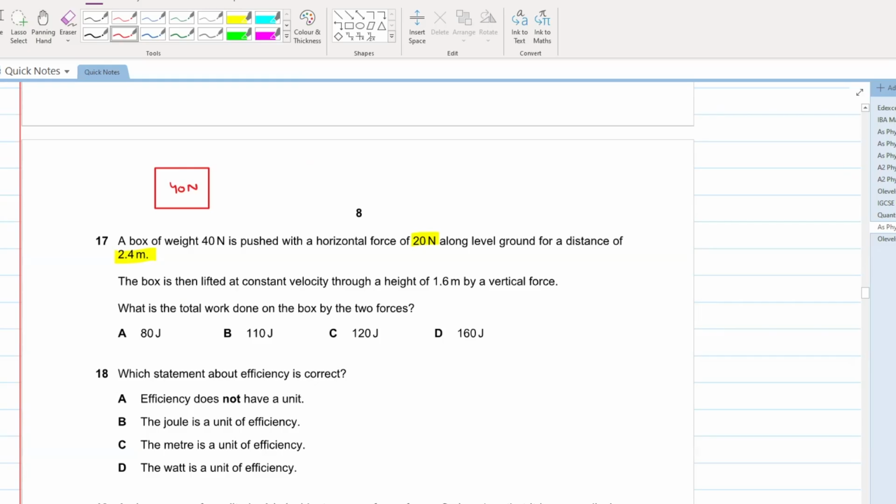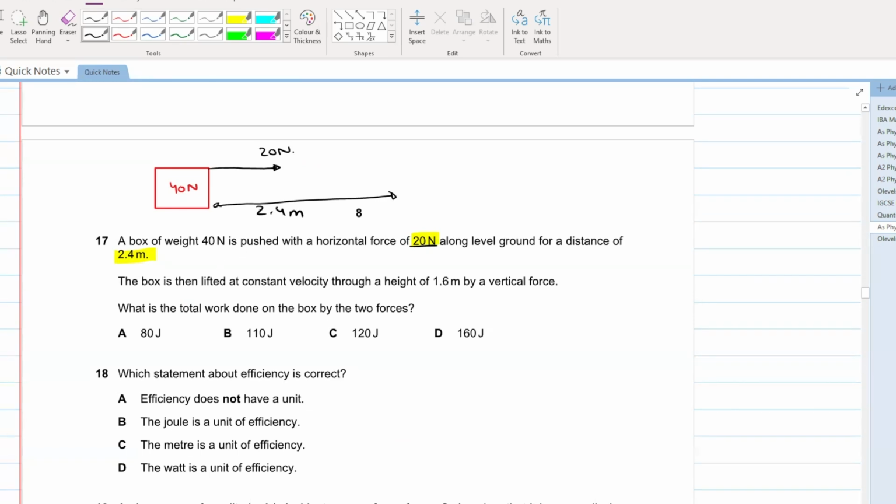Let's see what is happening here. Now, if you see here, you have a 40 Newton block and a force of 20 Newton is being applied here. This 20 Newton force causes the block to move a distance of 2.4 meters. Can you calculate this work done?